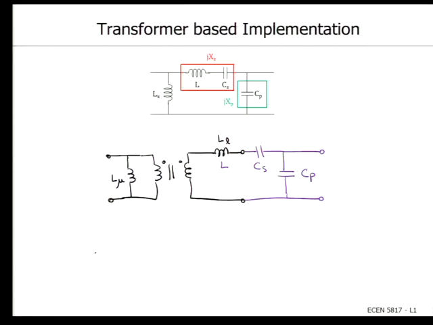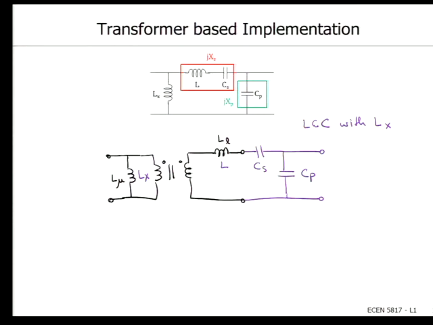And I'm done. Here's my resonant tank. Here's my LLC with the extra LX, which is this guy. Isn't that LCC? Oh, I meant to say LCC. Sorry. That's what we were talking about.